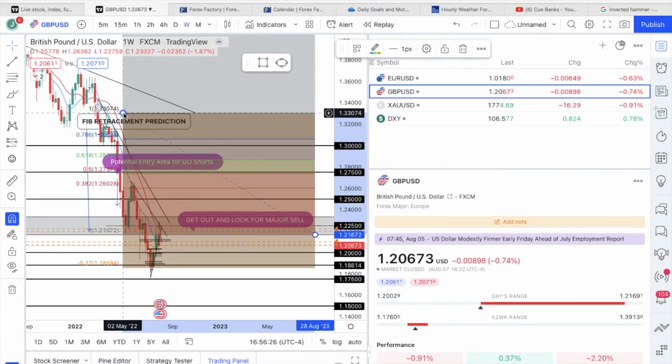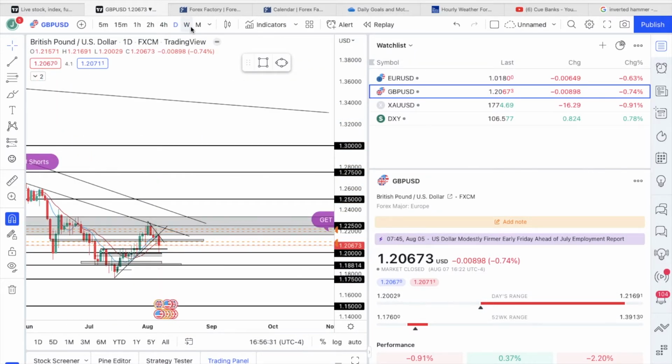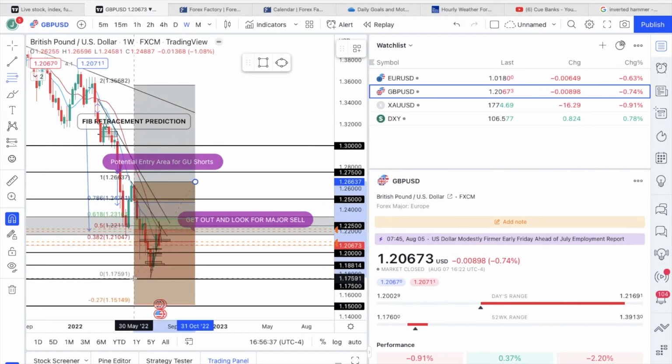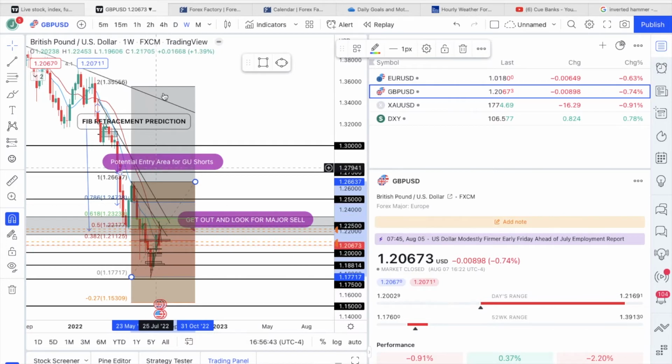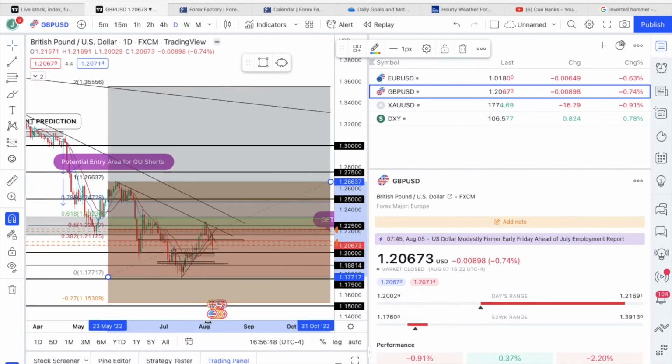Okay, so let's look at it on the daily. The daily, not the week. Not the daily, it's the weekly. Let's go back on the weekly and see where we are. On the weekly, we touched the 0.5 area, like I said. That's exactly where the market retraced. The market reversed at the 0.5 area.